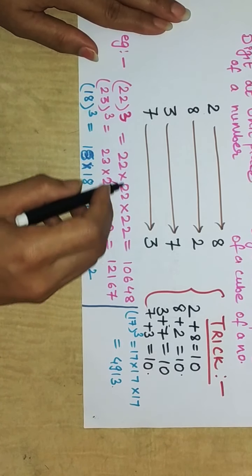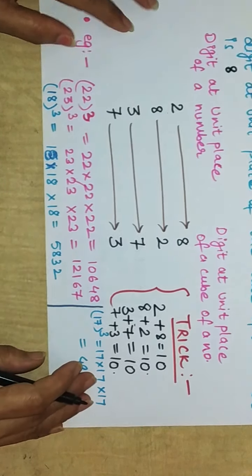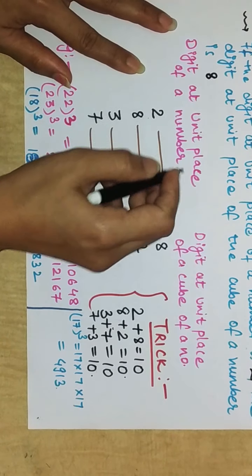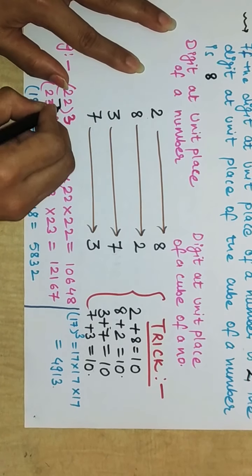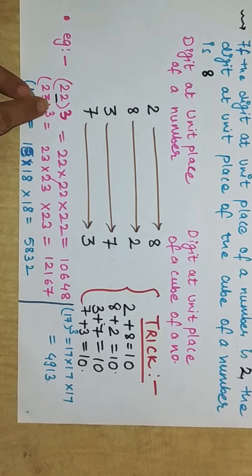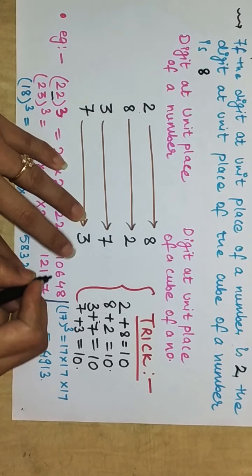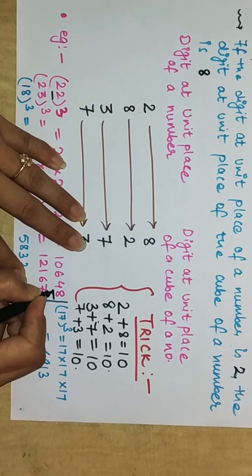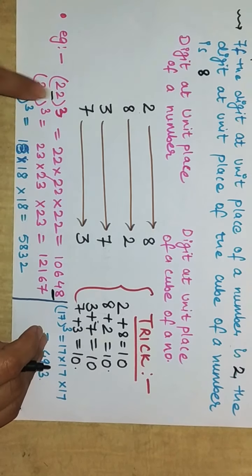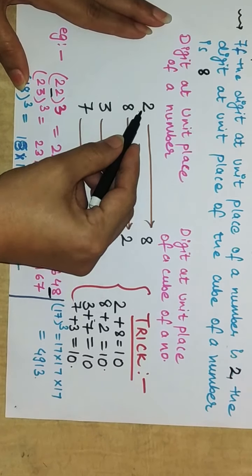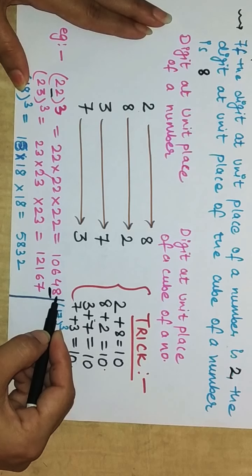22 cube. 22 multiply 22 multiply 22, that is 10648. So here you can see the digit at the unit place of the number is 2. इसका अगर हमने क्यूब करा तो हमें यहाँ पे क्या मिल रहा है? 10648, that is unit digit is 8. It means हमें सिर्फ यहाँ पे यूनिट डिजिट से काम है. सो 2 का आप देखिए आपको 8 मिल रहा है.